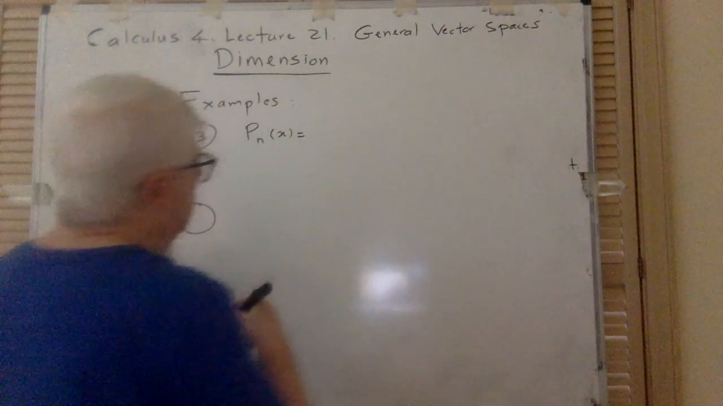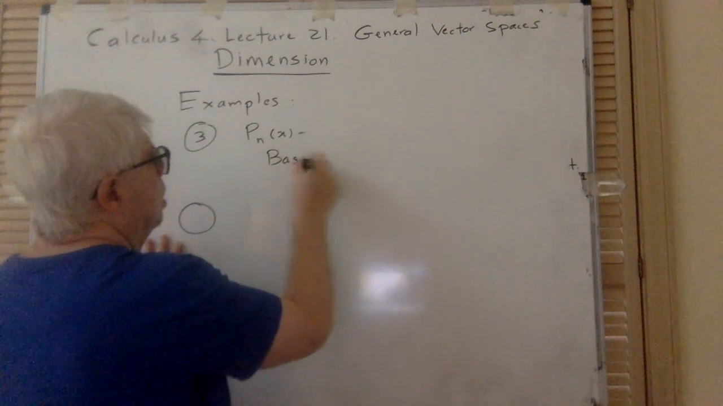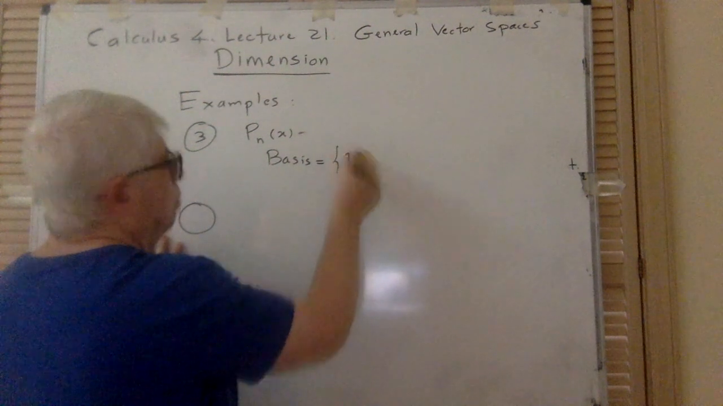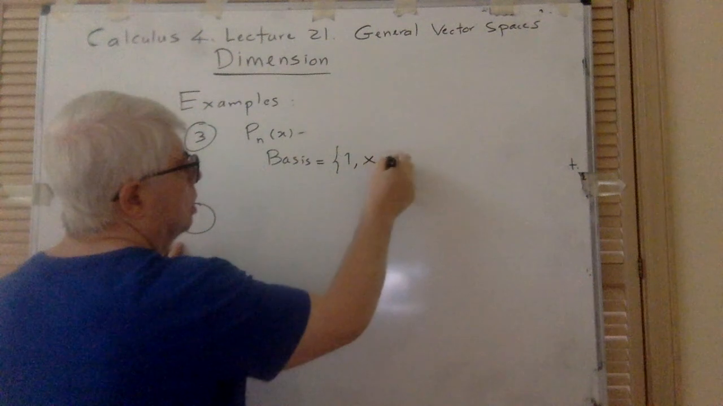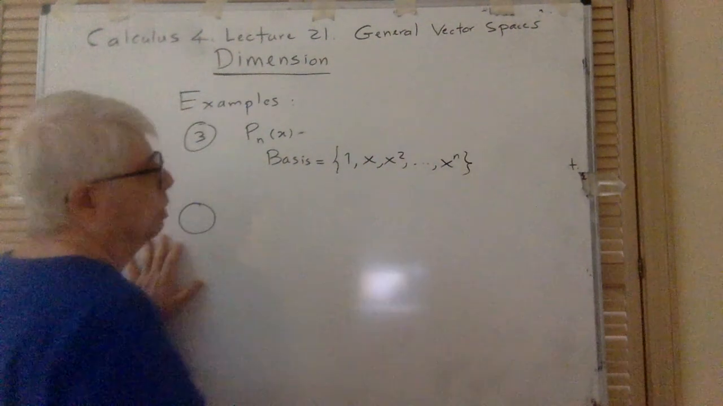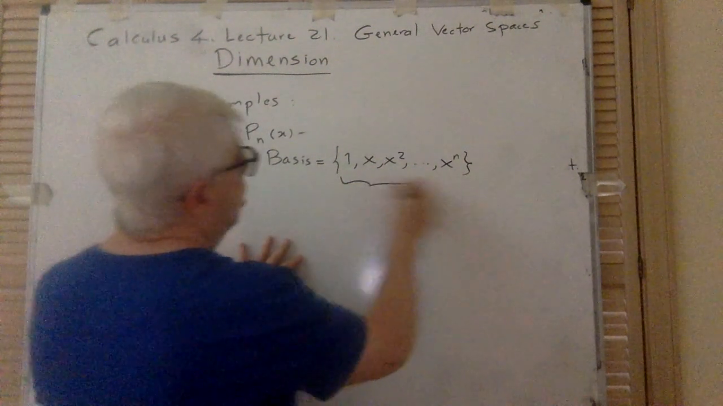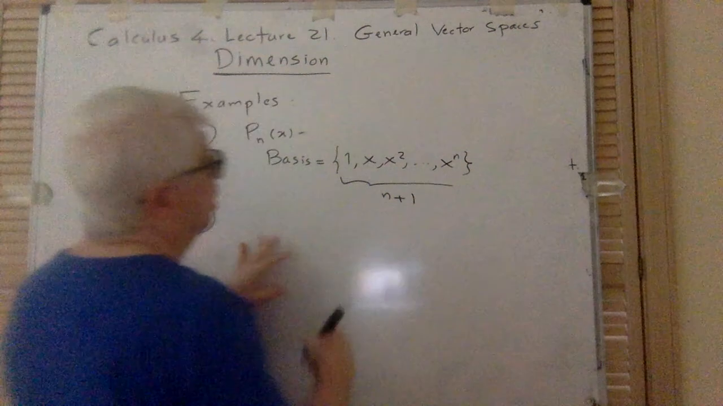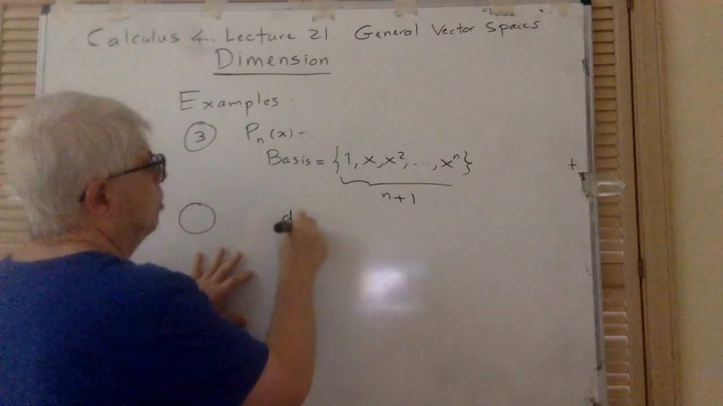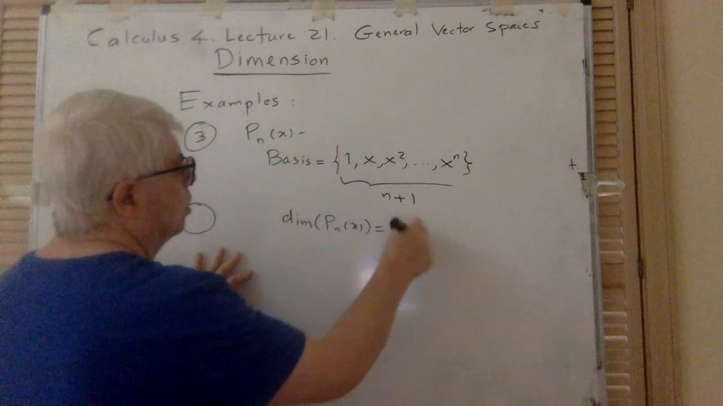We know that a basis for this is 1, then x, x squared, up to x^n, right? Any polynomial with degree n is a linear combination of these. How many do I have? This is n plus 1, not n. So the dimension of Pn(x) is in fact n plus 1.